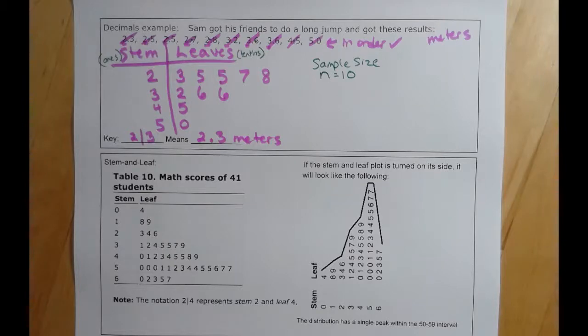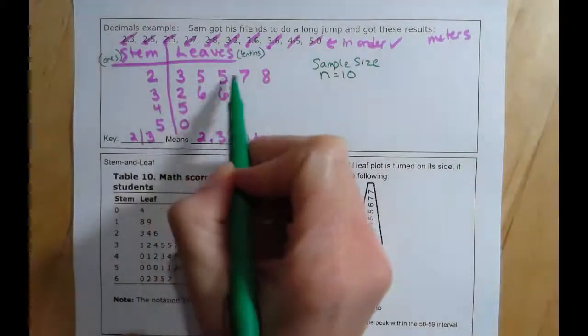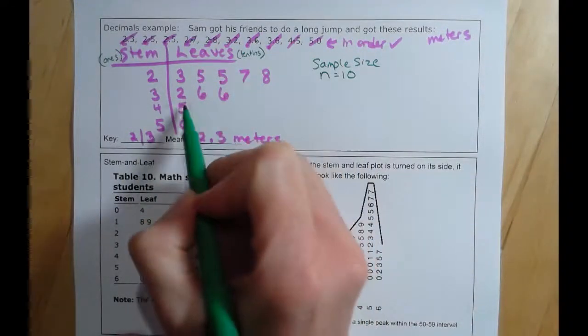So let me go and make sure. Do I have 10 data points represented on my stem and leaf plot? 1, 2, 3, 4, 5, 6, 7, 8, 9, 10.